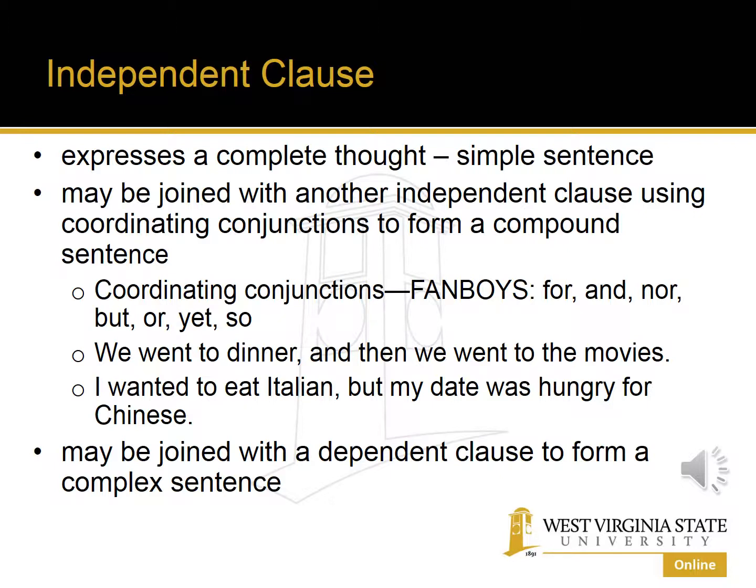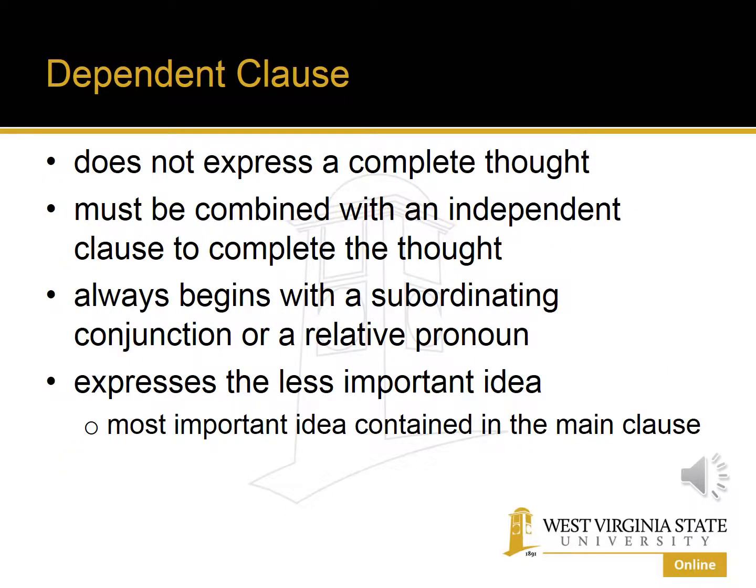All right, finally, independent clauses may be joined with a dependent clause to form what is known as a complex sentence. A dependent or subordinate clause, as we've already learned, does not express a complete thought. It needs to be combined with an independent clause to complete the thought. Also, a dependent clause always begins with either a subordinating conjunction or a relative pronoun, which we're going to look at in just a minute.